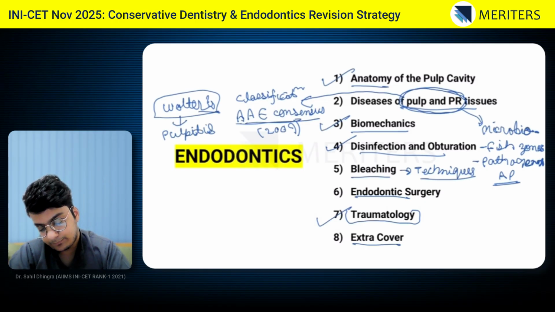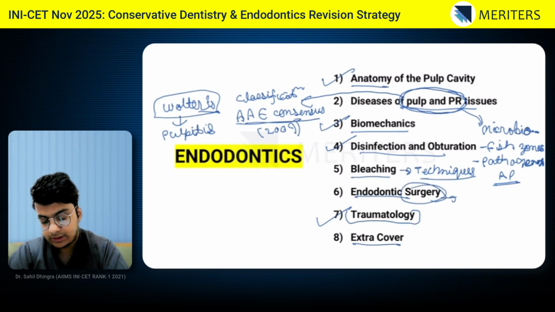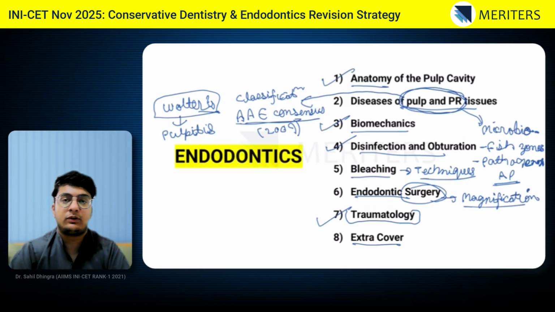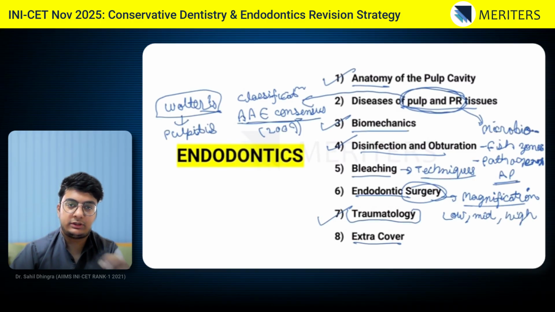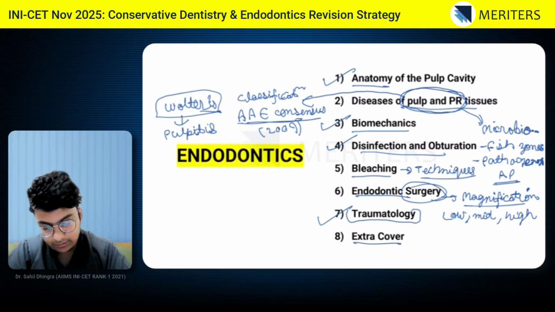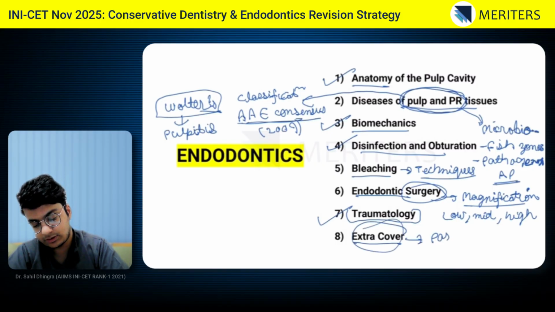In endodontic surgery, not much is asked from this topic, other than there is one classification again, of magnification. So they'll ask you what is the required magnification for carrying out the apicectomy procedure. So we have a classification of low, mid, and high range of magnification. This classification goes something like 2 to 6x, then 6 to 14x, then 14 to 26x, and more than 26x. So biomechanics, anatomy, and disinfection, I have already told you, along with trauma, what all to read. In the extra cover, you will have the past repeats.